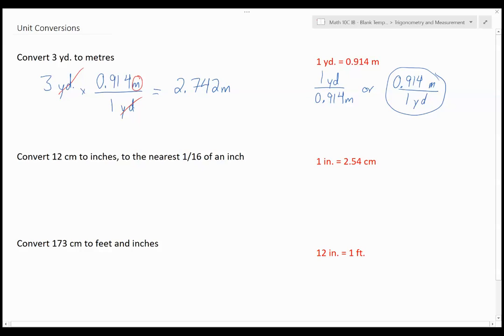Now, typically we would only give 3 significant digits on this, so 2.74 meters would be acceptable as an answer here. Now, that gets a little more complicated. If we're going from imperial to metric, then decimals are fine. We use decimals with metric because the metric system is based on base 10, so it is decimal in nature. Imperial is less straightforward, let's say.